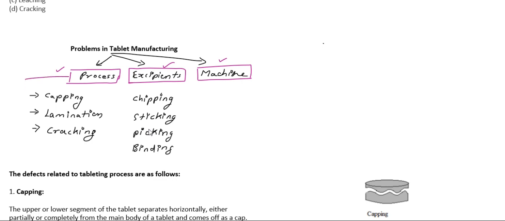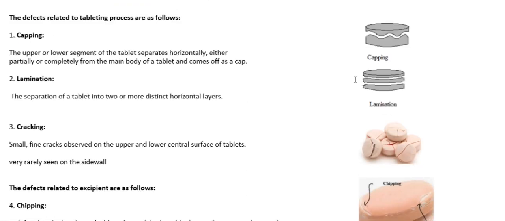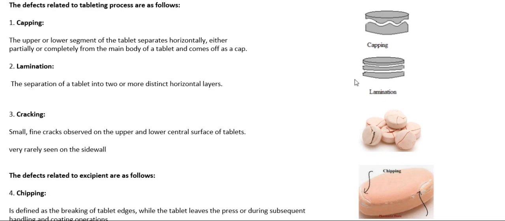Let's see what the process related defects are. One is capping, second is lamination, third is cracking. What are the excipient related defects? They are chipping, sticking, picking, and binding. What about machine? For machine, it is double impression. So these are the different tablet defects. Now we have to see them one by one, because this is an area of interest for different competitive exams. Let's see what capping is.